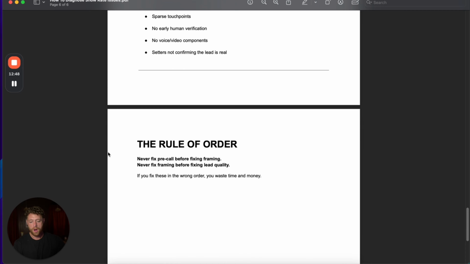Now, lastly, the rule of order. Never fix pre-call before fixing framing. Never fix framing before you fix lead quality. If you fix these in the wrong order, you waste time and money. I promise, do it in this order, test each of these, and you will fix your show rate, or at minimum, identify exactly what is happening with your show rate so that you have a chance at fixing it in the future.